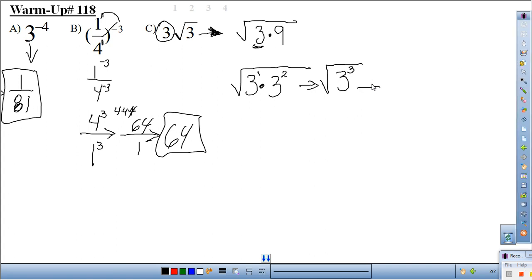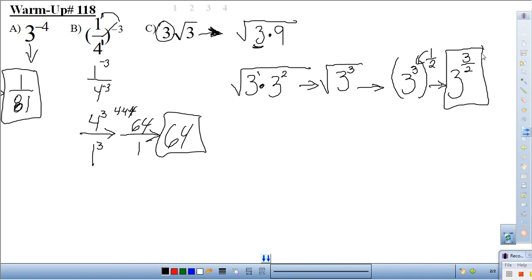Okay, so now that we have that, we still haven't finished simplifying. Let's see. 3 to the 3rd. We have a radical, square root. What's another form of writing radical or square roots? Yeah, it's a power. What kind of power? Exactly, 1/2. Who remembers that? 1/2. All right, so if we distribute the 1/2 to here, what do we get? 3 to the 3/2. There it is.